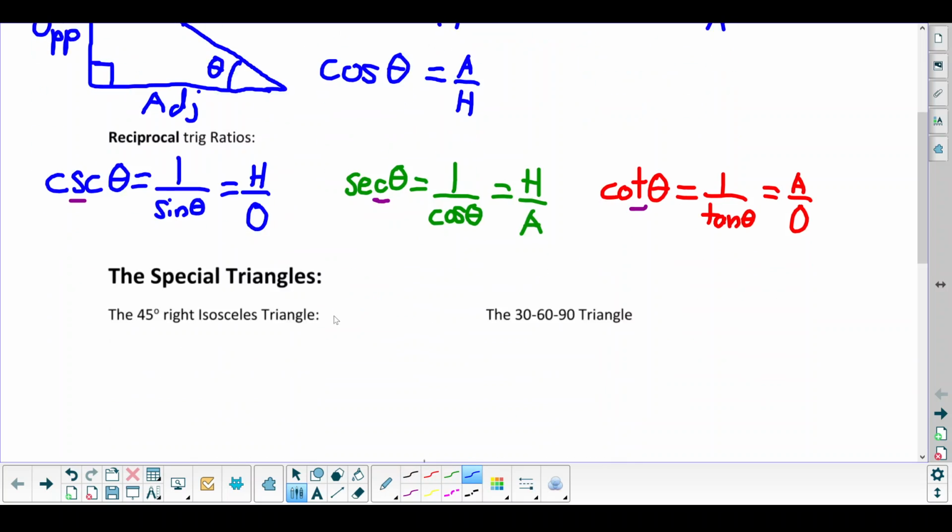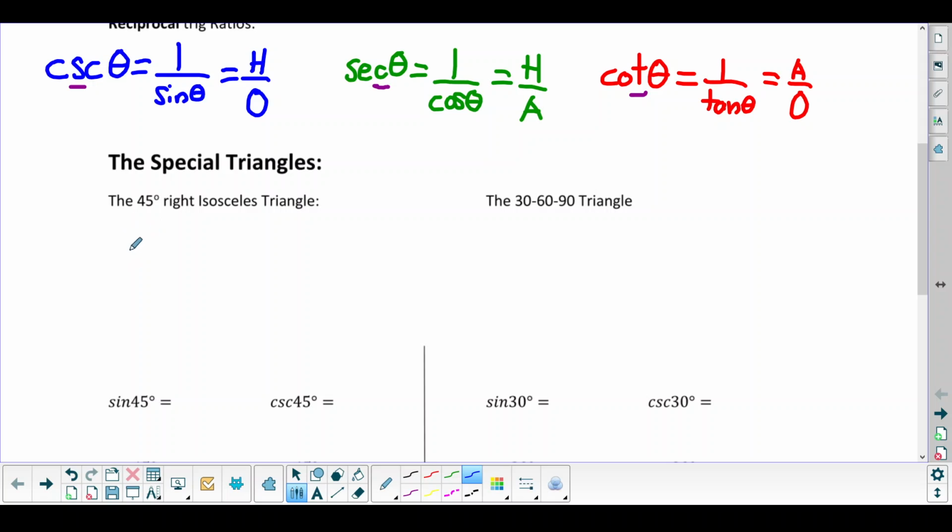Let me switch colors here. So the first triangle we're going to look at is called the 45-degree right isosceles triangle. And it is, as described, a right isosceles. Isosceles just means two of the side lengths are the same. It's a right angle triangle. It's got 45 degrees in it.